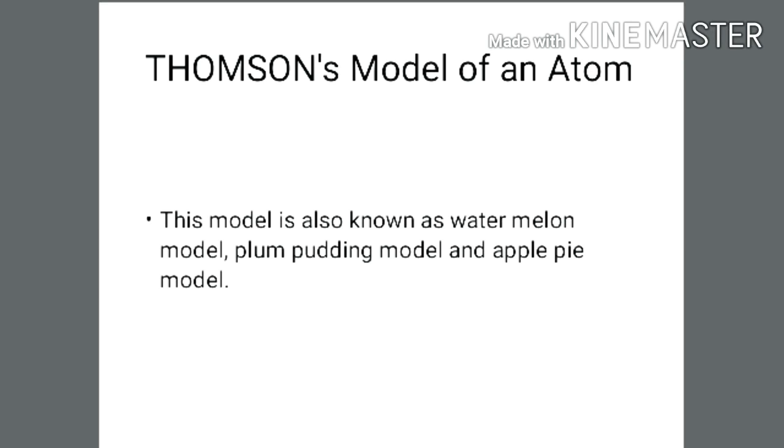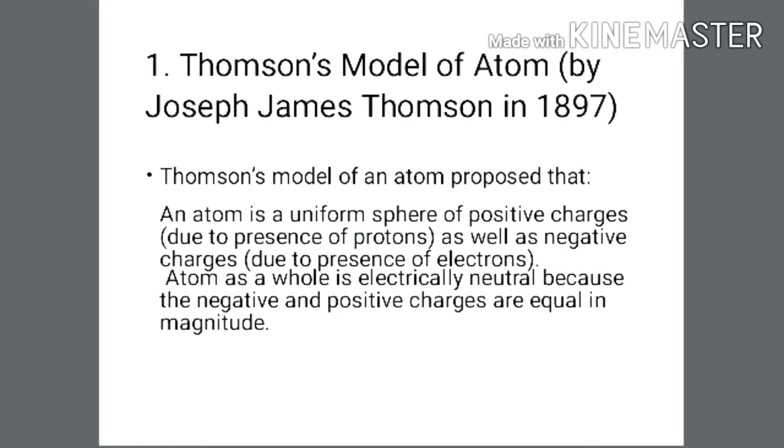This model is also known as the watermelon model, plum pudding model, and apple pie model. Thomson's model of an atom proposed that an atom is a uniform sphere of positive charges due to the presence of protons, as well as negative charges due to the presence of electrons. The atom as a whole is electrically neutral because the negative and positive charges are equal in magnitude.